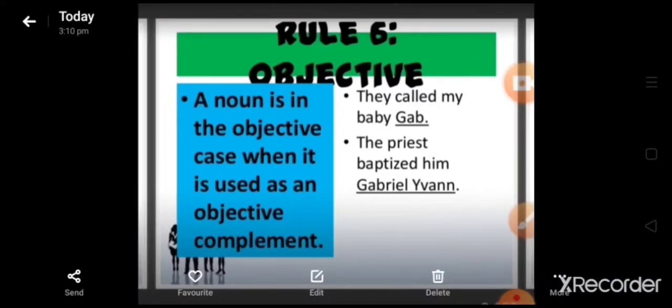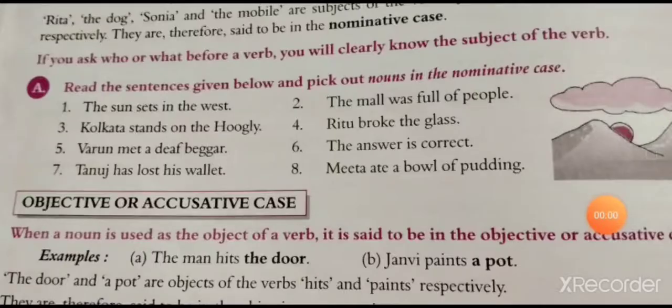Rule number six: a noun is in the objective case when it is used as an objective complement. They called my baby Gab. The priest baptized him Gabriel Jan. Now here it is used as an objective complement.